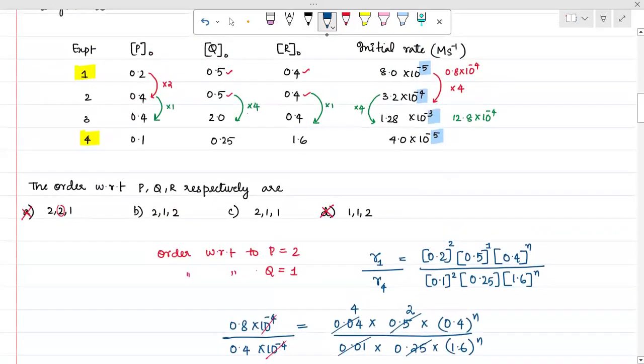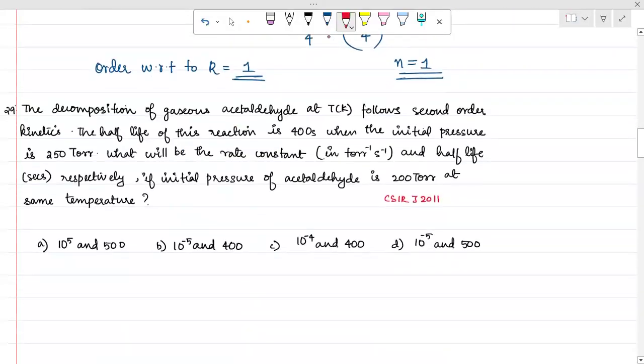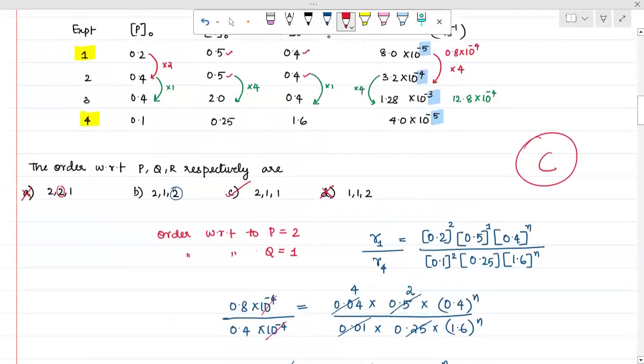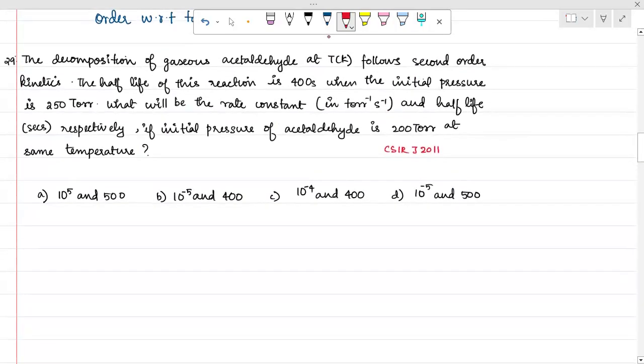That is the only tricky part. So it's not B, it is C. It's a very good question. It's option C. So this is the way you do it. You can take any experiments, okay? You can take either 1 or 4, 2 or 4, 3 or 4. Any experiments where the concentration of R is changing can be taken. Okay? All right. Next question.